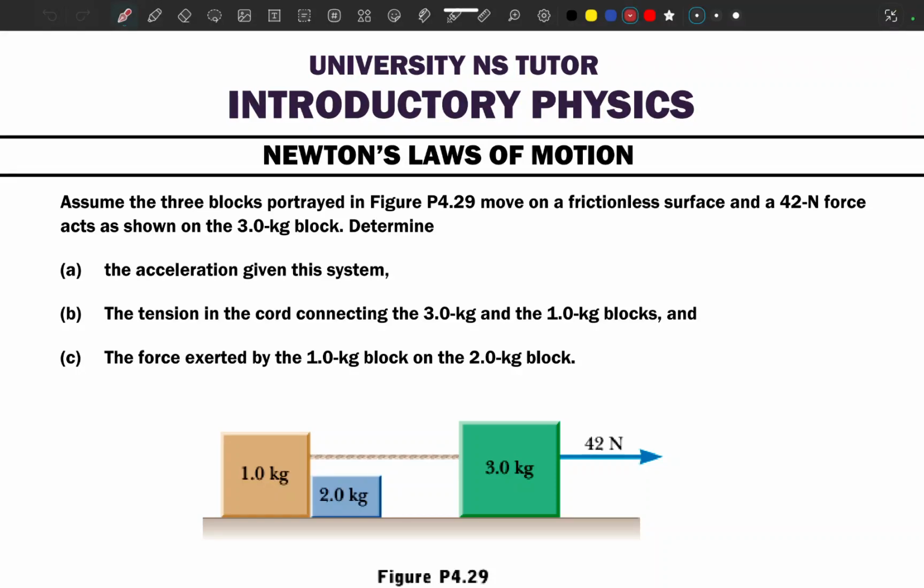We have a question on Newton's laws of motion under introductory physics. Assume the three blocks portrayed in figure 1 move on a frictionless surface and a 42 Newton force acts as shown on the 3 kilogram block. Determine the acceleration of the given system, the tension in the cord connecting the 3 kg and the 1 kilogram block, and the force exerted by the 1 kilogram block on the 2 kg block.